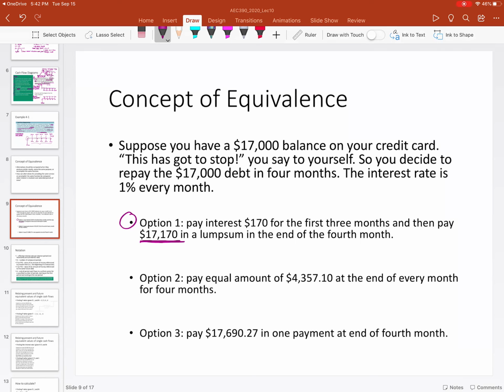And so we can just draw a cash flow diagram to describe this. You have a horizontal line, your time scale, and then you have 0, 1, that's the end of the 1st month, 2, the end of the 2nd month, 3, the end of the 3rd month, and 4, the end of the 4th month, because that's your plan. You want to pay back in the 4th month. And you pay interest of $170 for the first 3 months. So we want to draw this from your perspective.